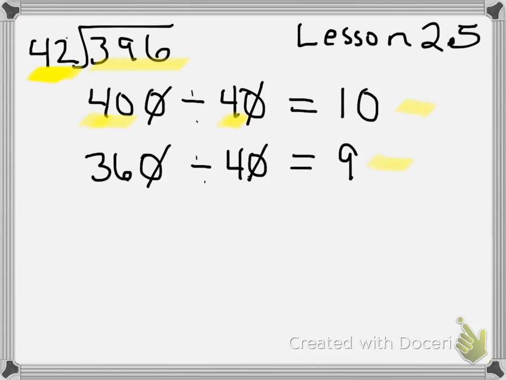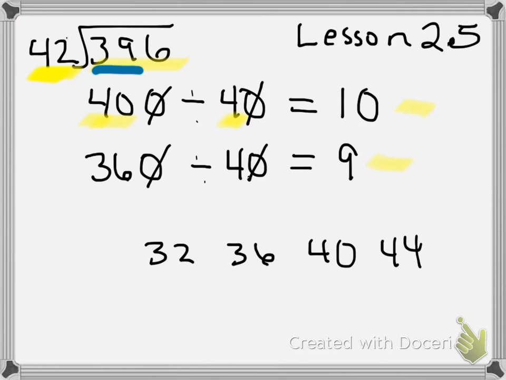Really the trick in this is thinking of multiples of 4. And if I think of multiples of 4, I know that I'm dealing with 39. And multiples of 4 include 32, 36, 40, 44. These are my winners because they're the closest to my number here.